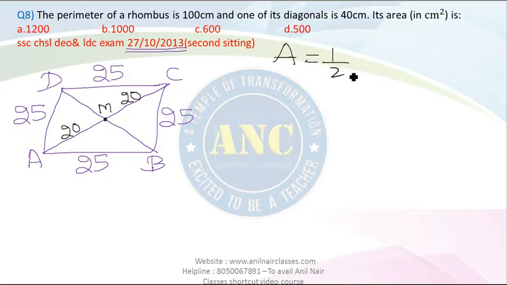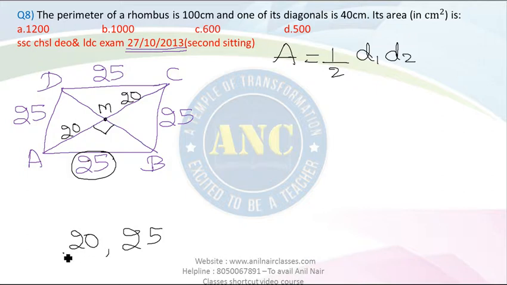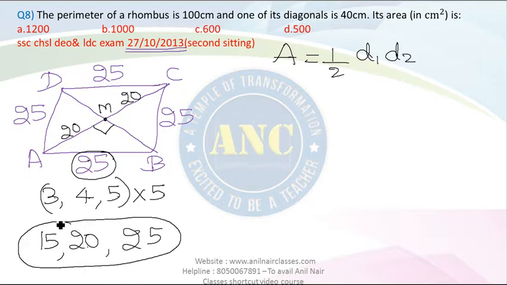First of all, let me find the other diagonal value. This is a Pythagorean triplet, because the diagonals bisect at 90 degrees, a right angle. Opposite to 90, the hypotenuse is 25, and another side is 20. What will be the other side? The basic Pythagorean triplet is 3, 4, 5. Here 5 is becoming 25, multiplied by 5. 4 into 5 is 20, so 3 into 5 should be 15. That means the Pythagorean triplets are 15, 20 and 25.